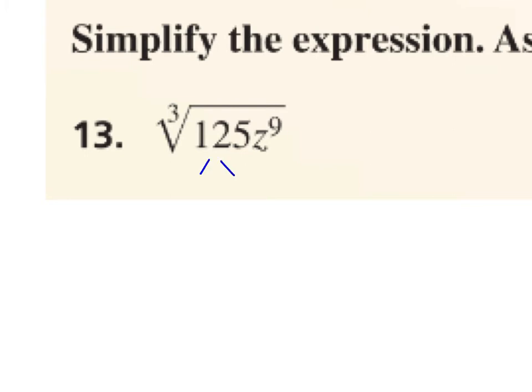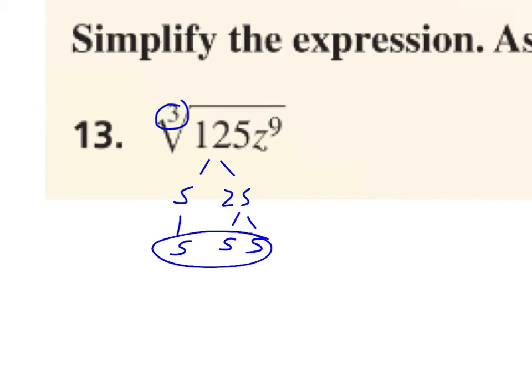Break it down. What are 2 factors of 125? 5 and 25, and 25 we have 5 and 5. We're circling groups of how many? So all of our 5s are going to come out, and then we do the same thing with the z's.